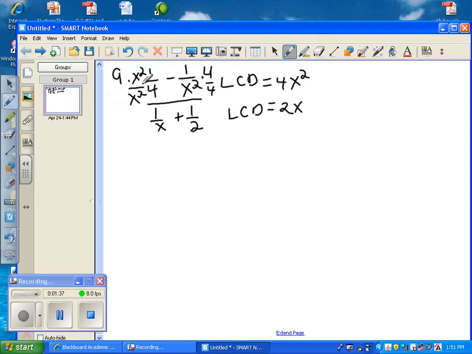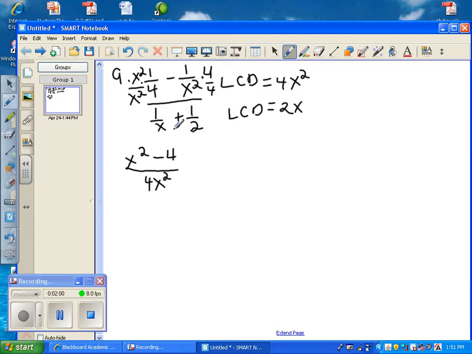So I'm multiplying here. Didn't leave myself much room there, did I? So I have x squared times 1, that's x squared, minus 1 times 4 is 4, over that common denominator of 4x squared. So far all I've taken care of is the numerator of this complex fraction.